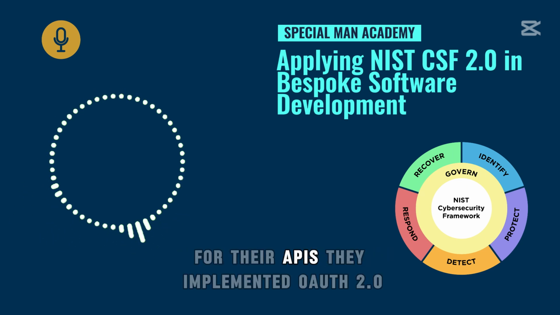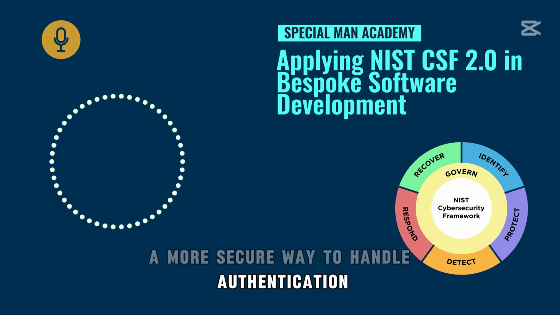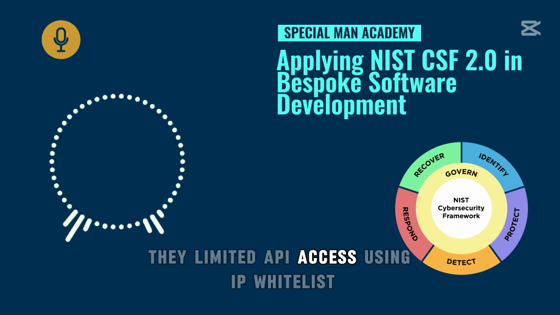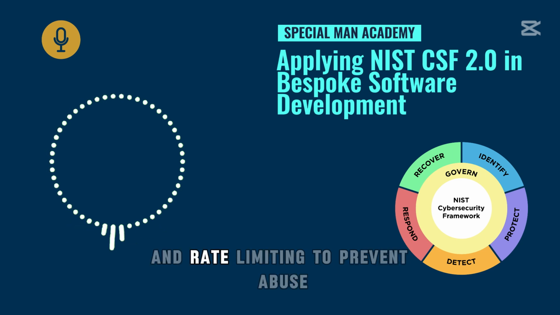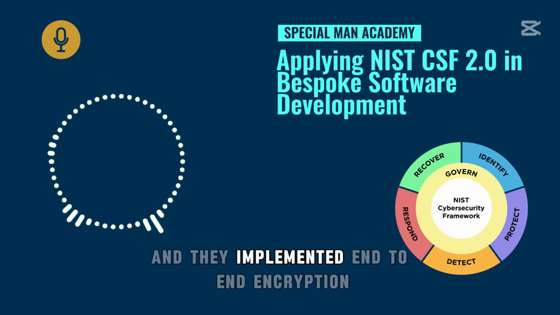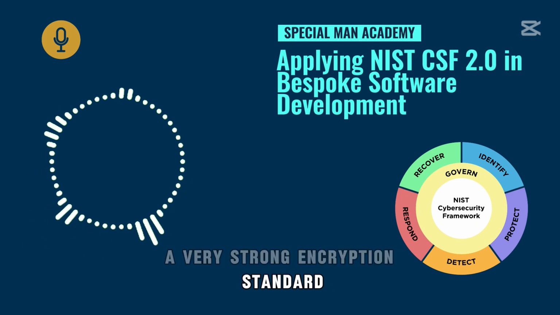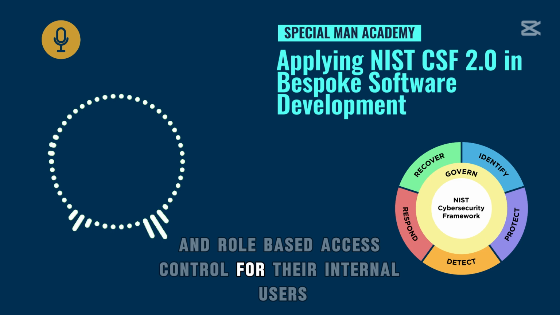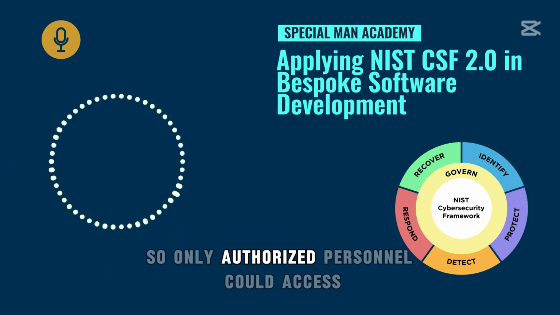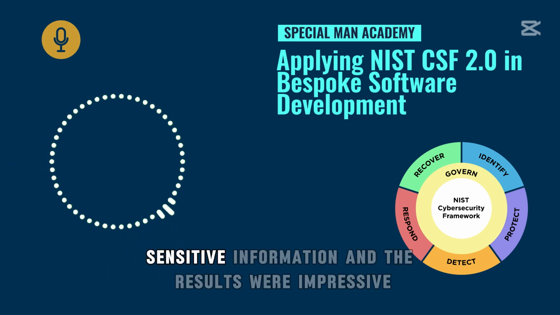For their APIs, they implemented OAuth 2.0, a more secure way to handle authentication. They limited API access using IP whitelisting and rate limiting, to prevent abuse. And they implemented end-to-end encryption for payment data, using AES-256, a very strong encryption standard. And role-based access control for their internal users, so only authorized personnel could access sensitive information.